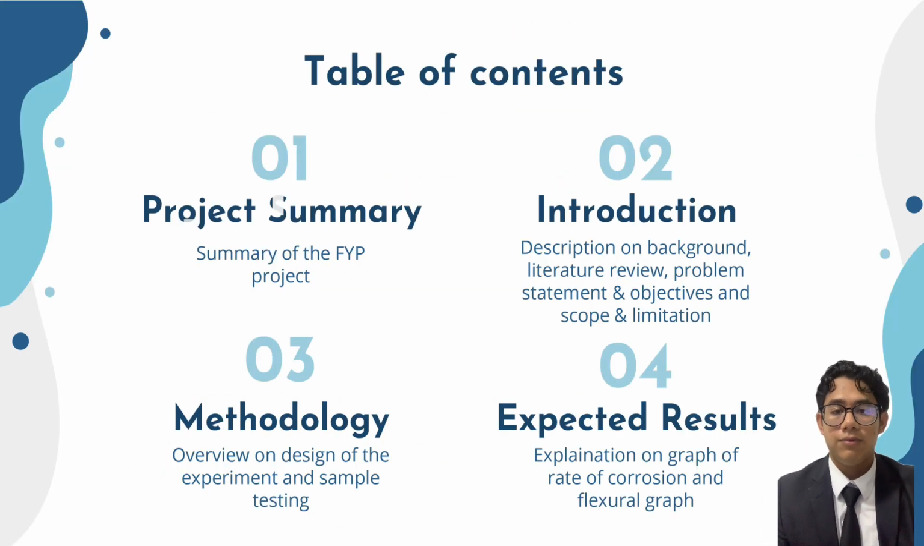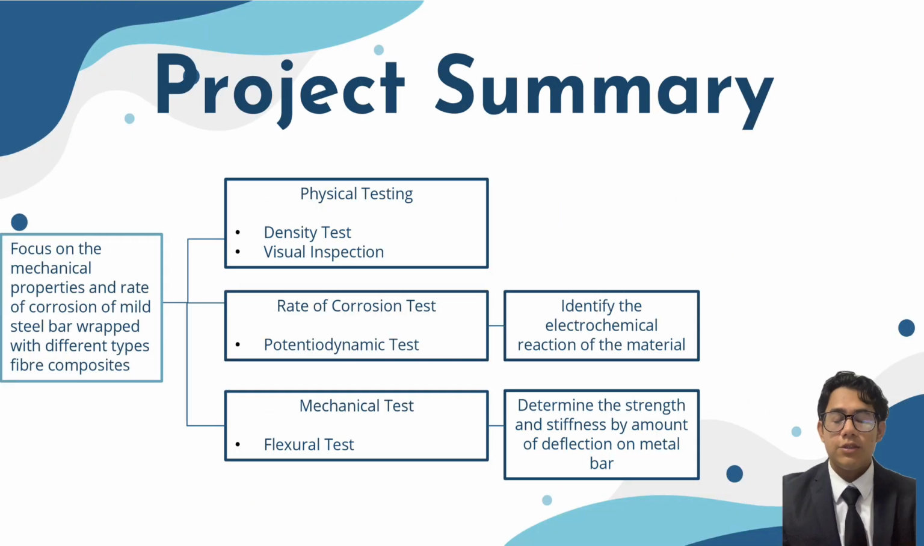This is a table of contents throughout the presentation, which I have divided into 4 parts. The first is project summary. Second one is introduction, where I will describe the background, literature review, problem statement and objective, and also scope and limitation of the project. And the third is methodology, which is an overview on the design of the experiment and also the sample testing. And last but not least is the expected result, which explains the graph of rate of corrosion and also flexural graph. Okay, let's move to project summary.